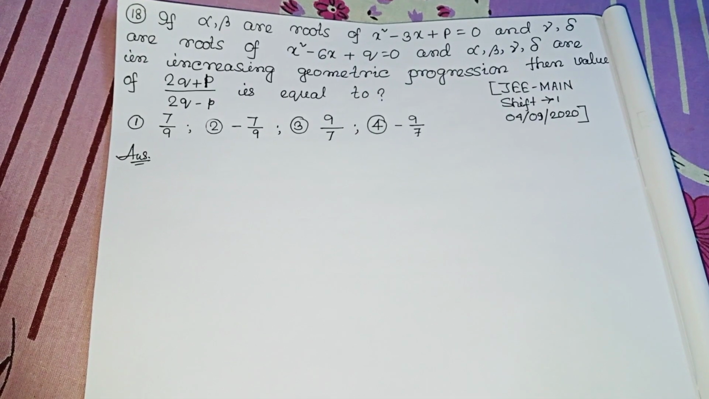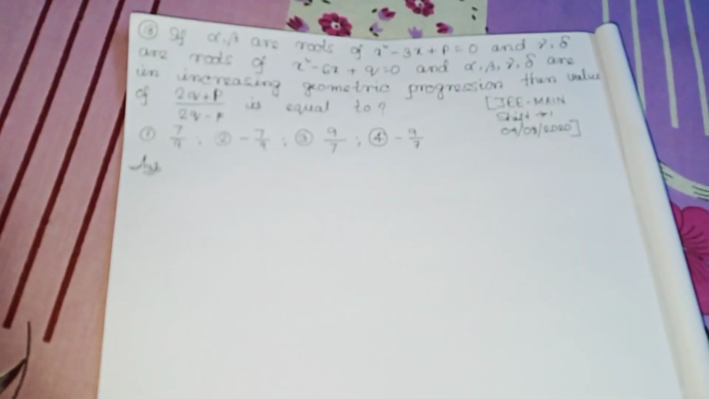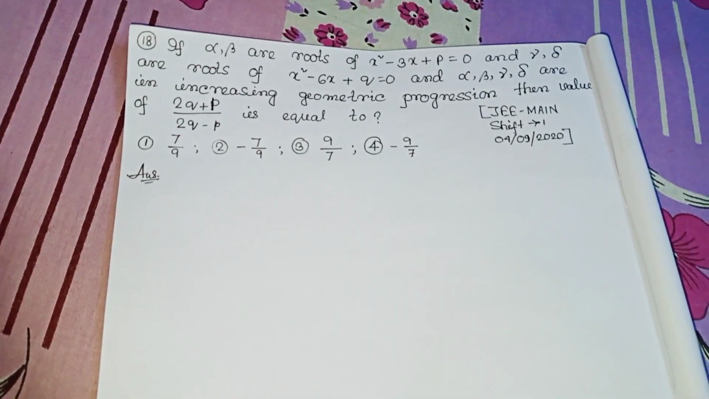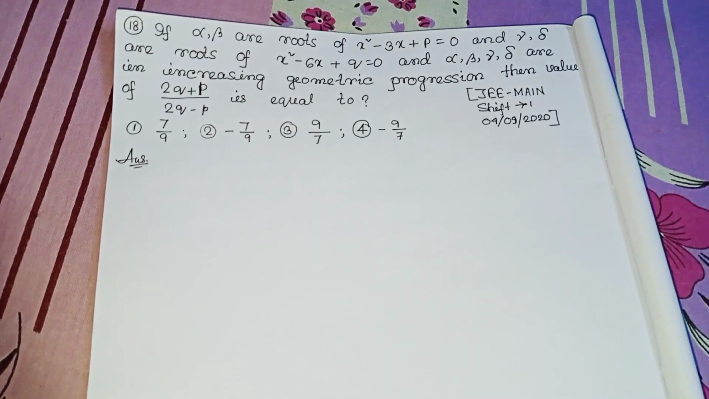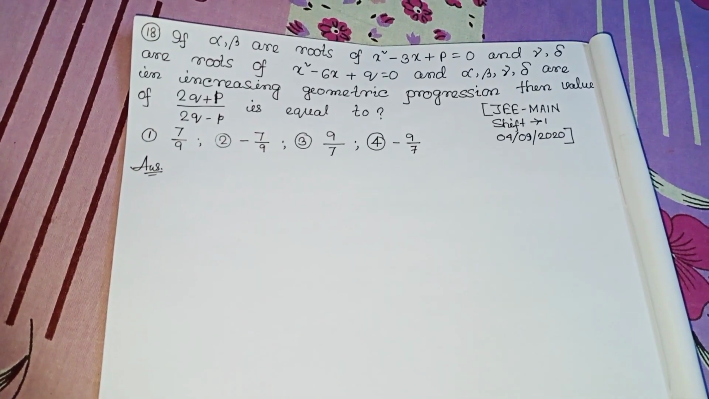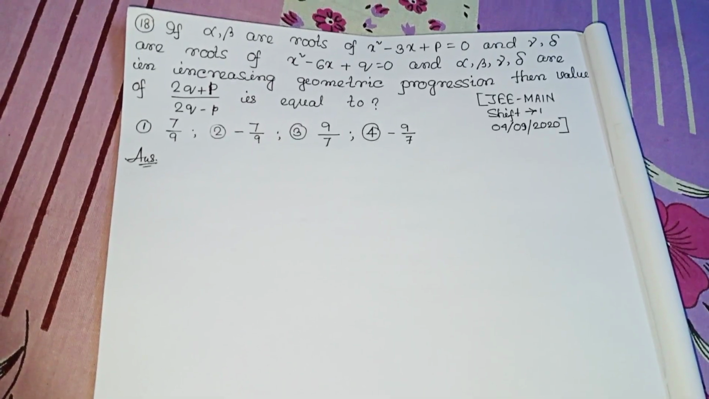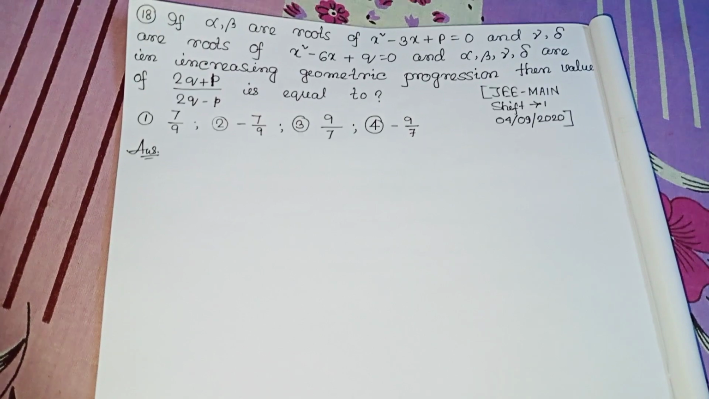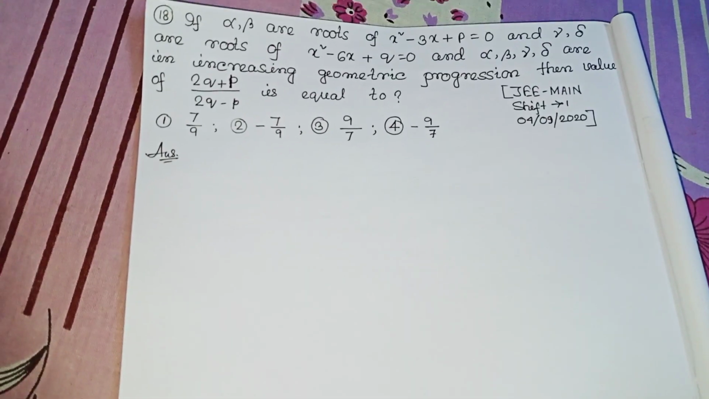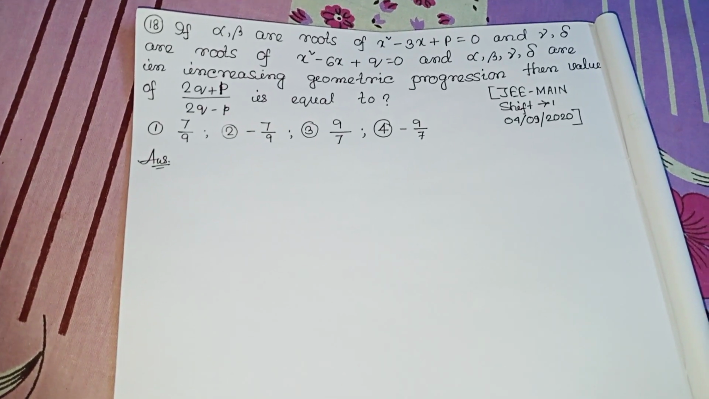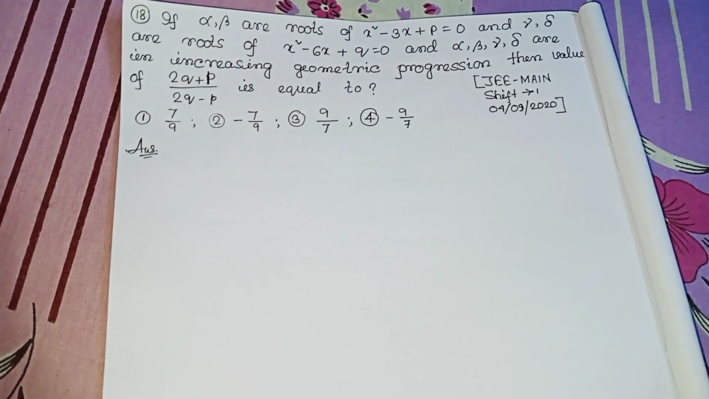Today we solve JEE Main Shift 1, 4th of September 2020, question number 18. If alpha, beta are roots of x square minus 3x plus p is equal to 0, and gamma, delta are roots of x square minus 6x plus q is equal to 0, and alpha, beta, gamma, delta are in increasing geometric progression, then what is the value of (2q plus p) divided by (2q minus p)?